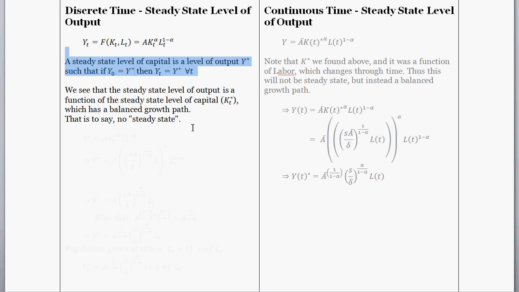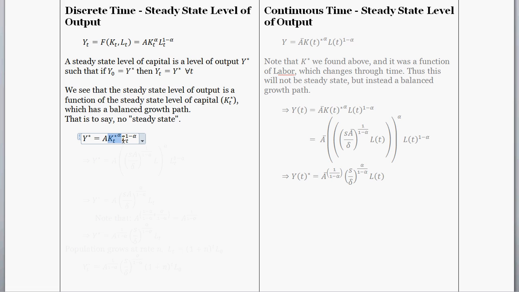It's going to be a balanced growth path, but that's kind of how we set up how to find it. So we're going to say that our quantity y star here is going to be equal to, so our y star is a function of these things here. Well, we know that L is not constant. It grows, right? It grows at rate n.